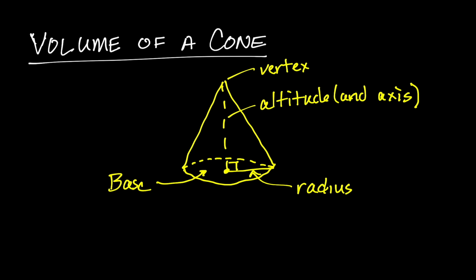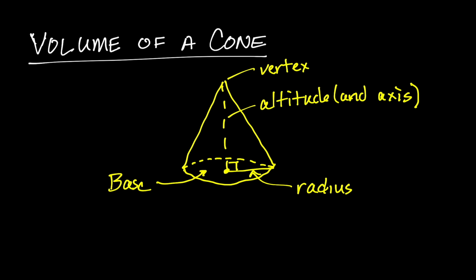This is a cone, and it has a few different component parts that it's important to know. The point of the cone is called the vertex. This dashed line here is the altitude of the cone, or the height. If it were not a right cone, it would also be its axis. Sometimes we have a slanted cone where the axis and the height are two different things. But for today, we're just going to focus on a right cone.